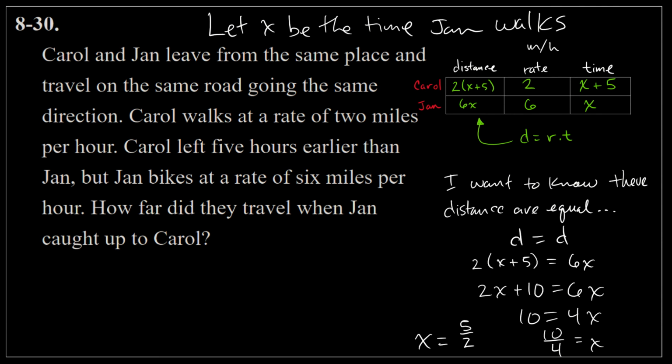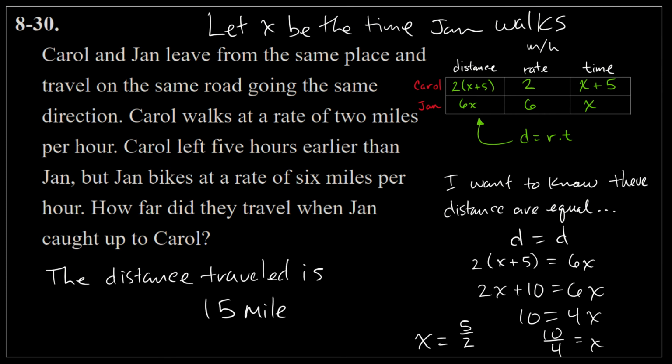All right, so we got here that x is 5 halves, right? Which is 2.5 hours. But that's not the question. The question is, how far did they travel when Jan finally caught up? So if I take this x value and plug that 5 halves in, I get 15 miles. And that's true for both equations, right?